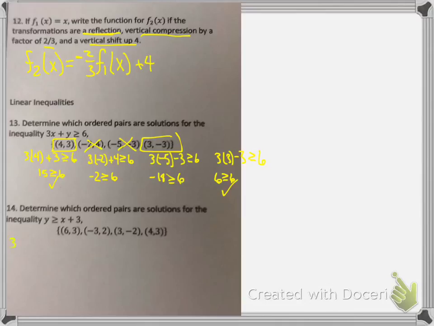Same thing for 14. I'm just plugging them in, seeing which numbers will give me the left greater than the right, which doesn't happen until only the second one. The second one is going to be there. Now keep in mind, on the test, you're going to have to choose multiple ones that are correct. So make sure you check every single point.